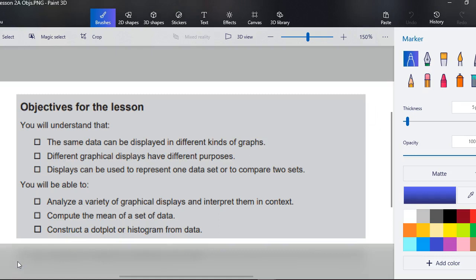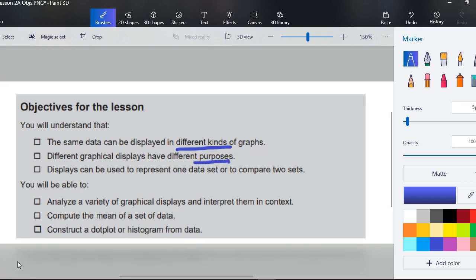Make sure you have your copy of this lesson 2A. Underline some of these objectives. I'll mention some to underline and then you underline what speaks to you. But in this lesson, we're going to notice, understand, look at that same data can be displayed in different kinds of graphs. Different graphical displays have different purposes.